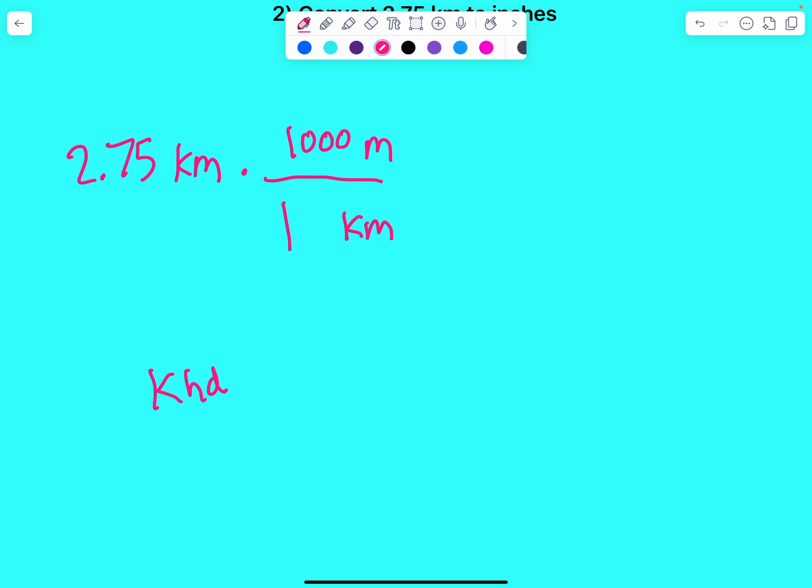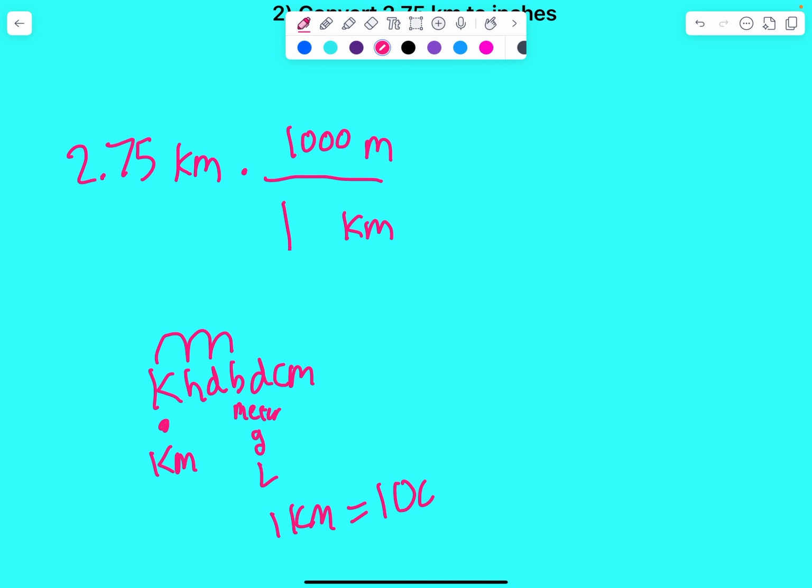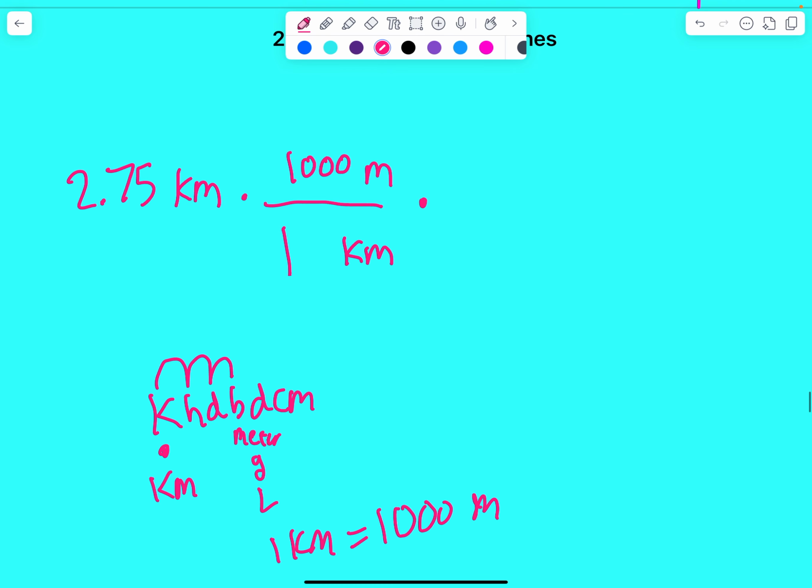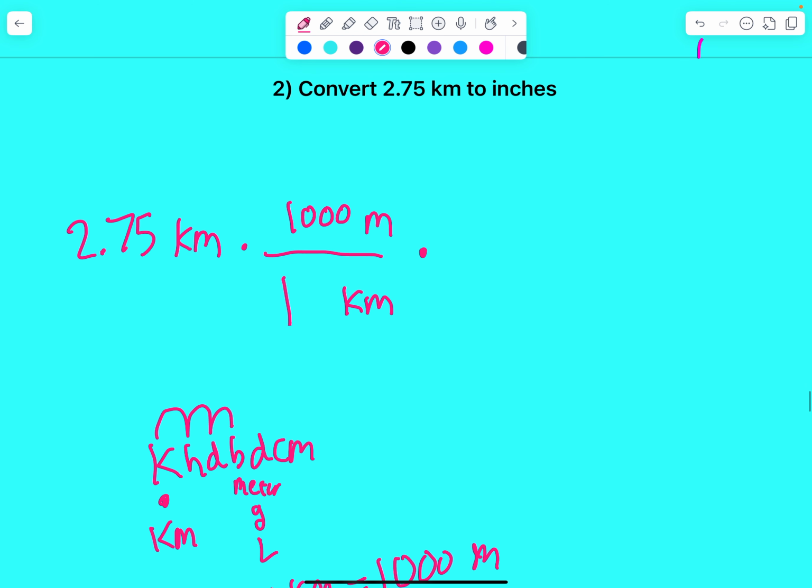Just because, if you really want to do King Henry died by drinking chocolate milk, you're at kilometer. You want to go to meters. B is the base for meters, for grams, for liters. 1, 2, 3. I'm going to move to the right 3 times. So that's 3 zeros to a 1, right? So 1 kilometer would be what, you guys? 1,000 meters. Right. Now, I'm in meters now, but I need to get to inches.